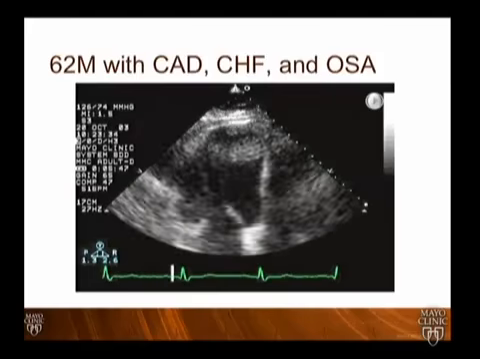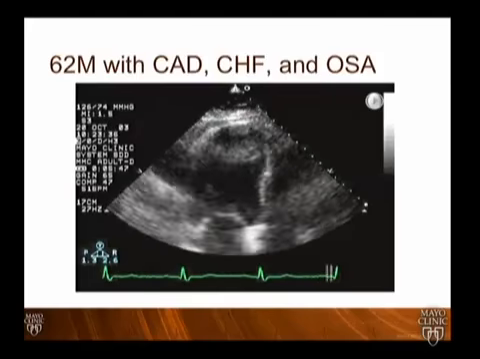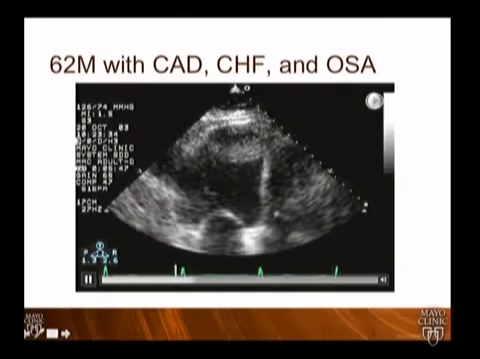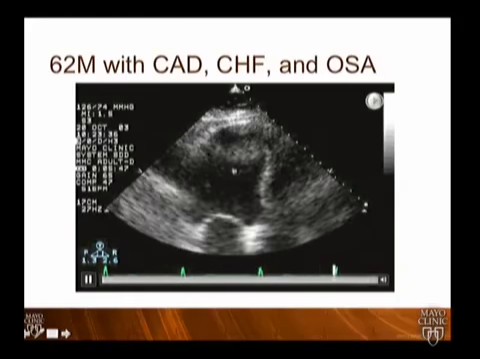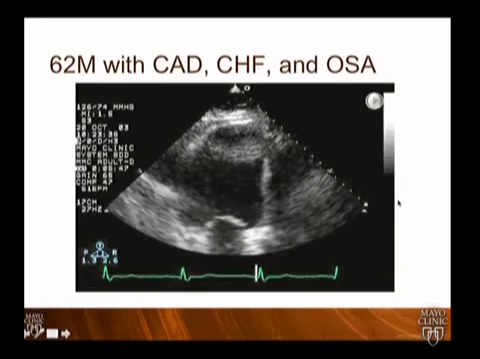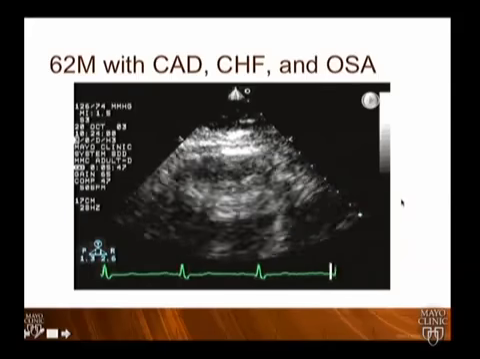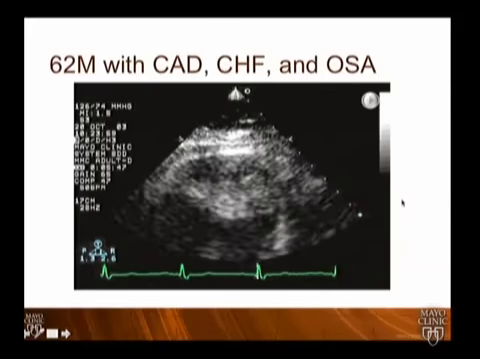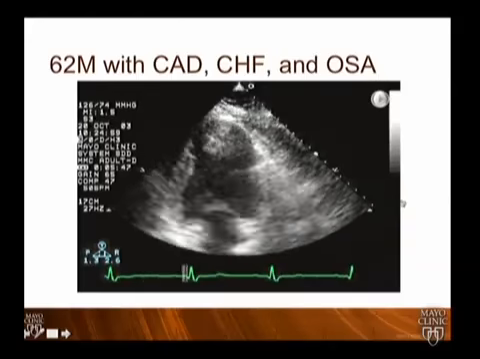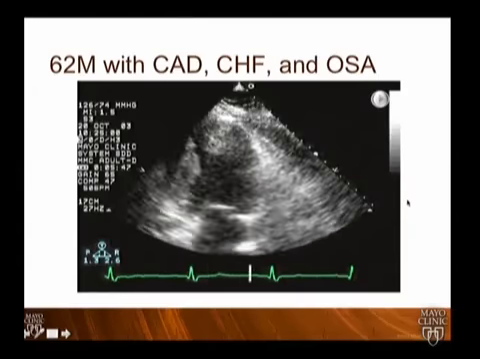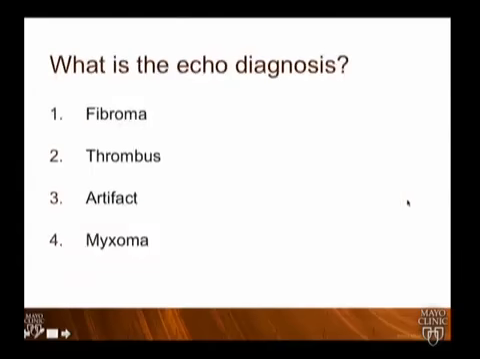So next question, 62-year-old man with coronary disease, congestive heart failure, and obstructive sleep apnea. So this is transthoracic, sort of a zoomed up 4-chamber view, left ventricle, right ventricle here. And this is just a zoomed up view here looking at the apex. And here's a 2-chamber view. So what do you think's going on here? Is that a fibroma? Is it a thrombus? Is it artifact? Or is it a myxoma?